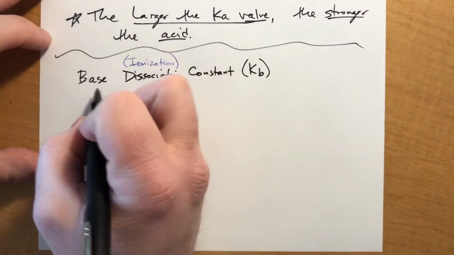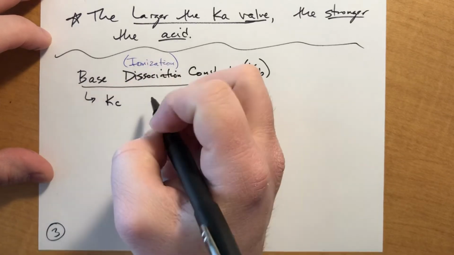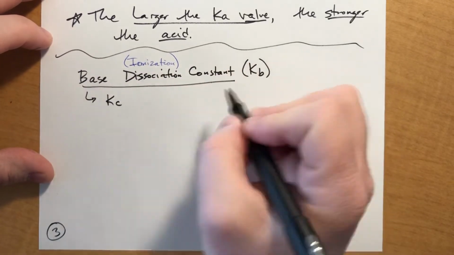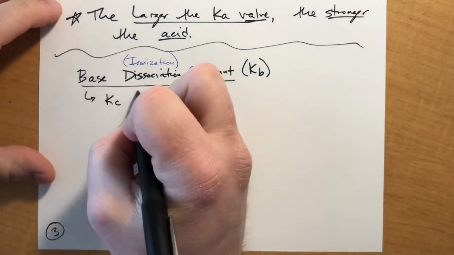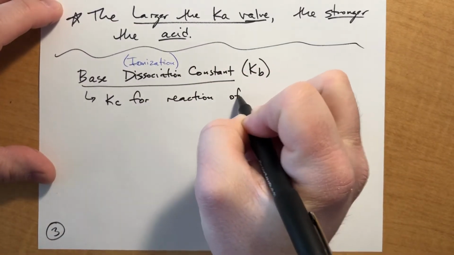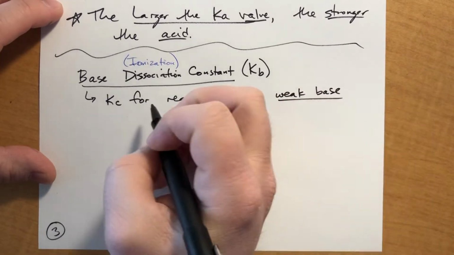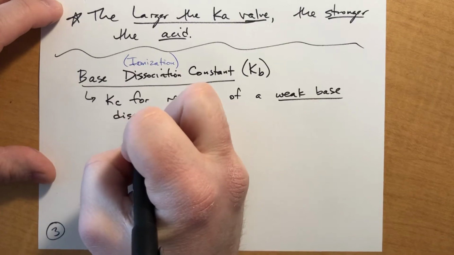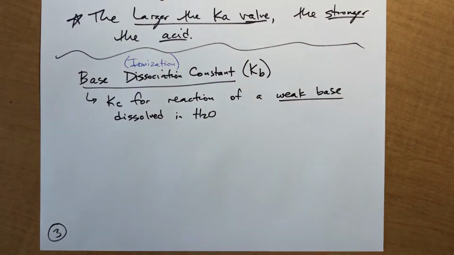So I'll rewrite this definition, even though it's almost exactly the same. Kb is essentially the same thing as Kc. It's products over reactants raised to the coefficients for a reaction of a weak base dissolved in water. Nothing new here. Exactly the same idea. Okay?